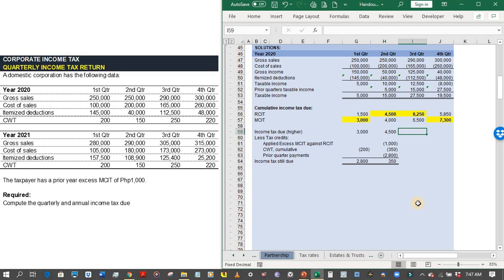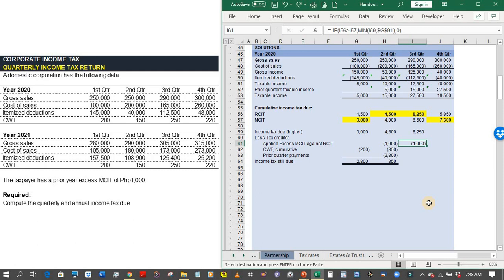Now let us proceed to the third quarter, and the higher amount is again our RCIT. This is 8,250. Again, this is cumulative, which means this includes the income tax due in the first quarter and in the second quarter. That is why we can still deduct the 1,000 pesos excess MCIT because the 8,250 is an RCIT. Again, we deducted 1,000 pesos from 8,250 because the 4,500 is part of the 8,250. So if the 4,500 is part of the 8,250 and we deducted 1,000 pesos from 4,500, it means the 1,000 pesos shall also be deducted from the 8,250.